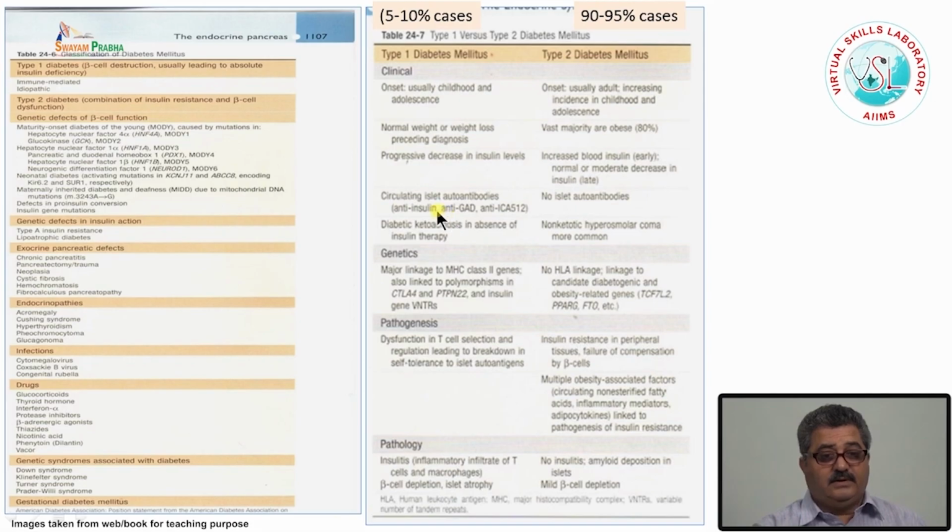Type 1 diabetes mellitus is autoimmune, and one can detect autoantibodies in the blood. These patients are more prone to diabetic ketoacidosis in the absence of insulin therapy. The majority of type 1 diabetes patients may show some linkage to the MHC class 2 genes, and in the pathogenesis, there is a dysfunction of T cells, which causes destruction of the islet cells and a decrease in the islet cell population.